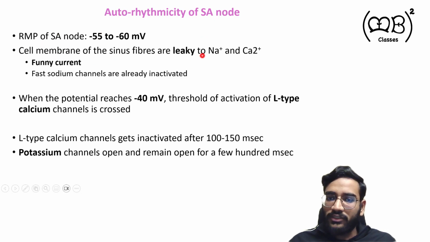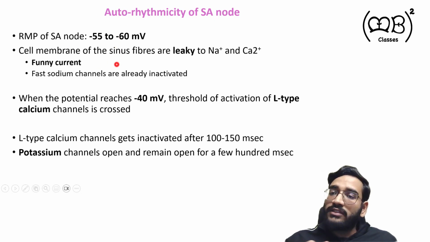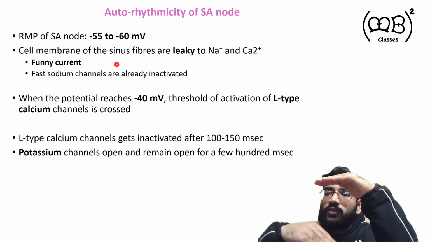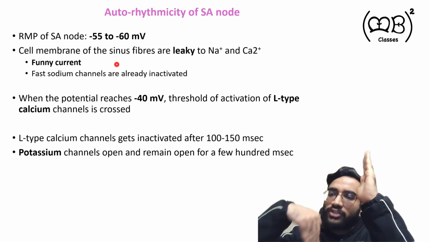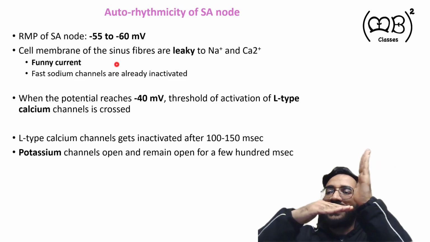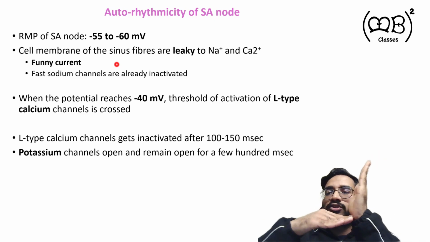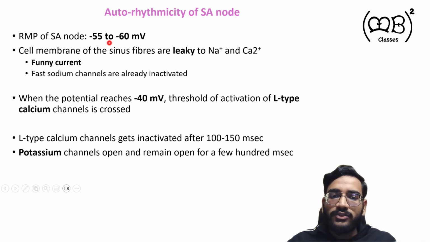There are leaky currents of sodium and calcium in the cell membrane of the SA node, which is known as the funny current. And the most important thing would be that the fast sodium channels are already inactivated, because at this level of membrane potential, the sodium channels' activation gate was already open, and the inactivation gate stimulus for closure was already present. So now the fast sodium channels are present in an inactivated state in which the activation gate is open but the inactivation gate is closed. So the fast sodium channels do not take part in the generation of action potential in SA node.